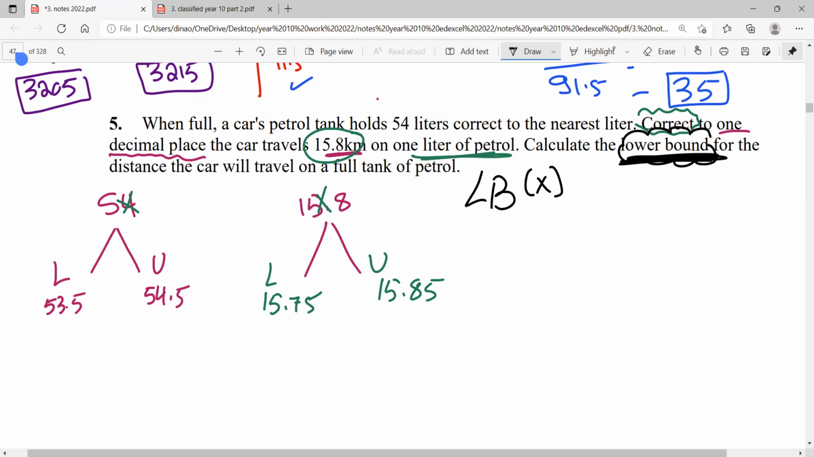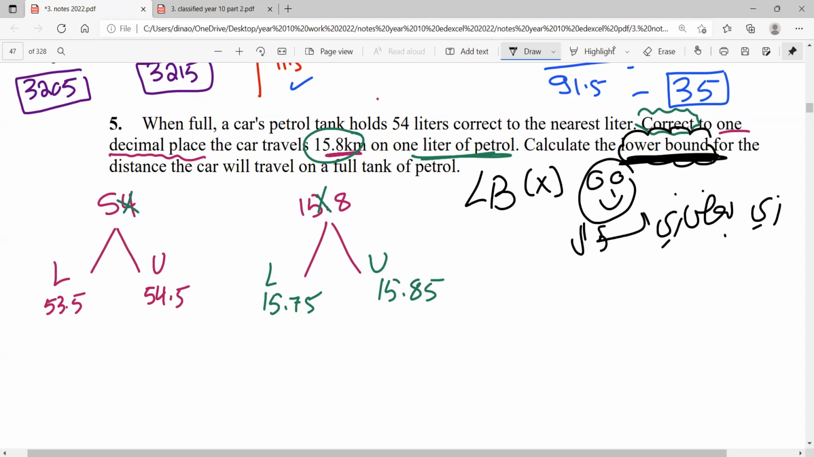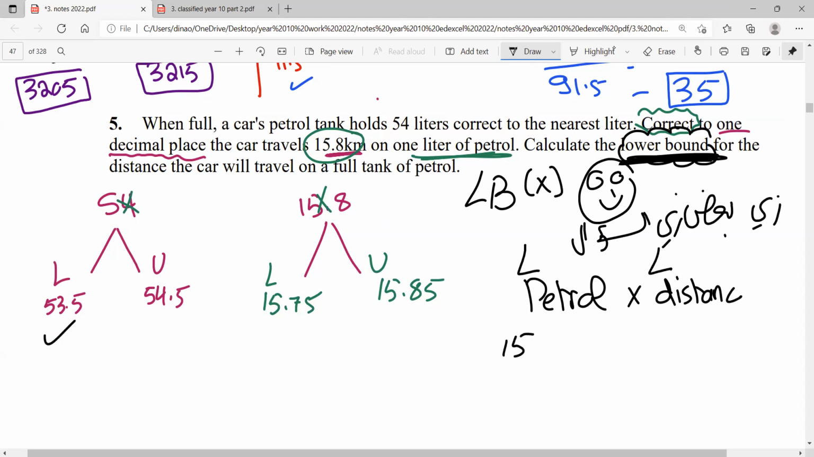What do I know about multiplication? We said multiplication is the nice case, where the bounds are the same as the question. We also said we will do petrol times distance. So these two will either be upper or lower. Here, since the question is lower, it means lower petrol, lower distance. Lower petrol, 53, sorry.